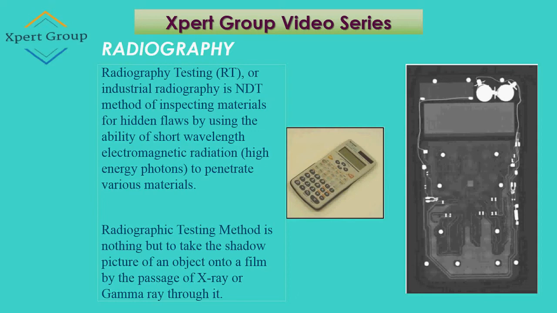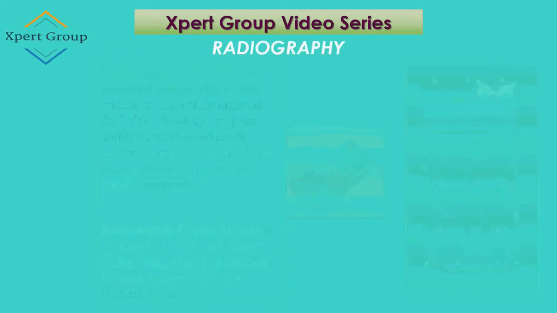Here we have a calculator, and when we do a radiographic test of this calculator, we get a picture like this. In this picture you can see everything. You can see the PCB inside the calculator, the mics, the display, and the inner picture of this calculator. So this is all about radiography.